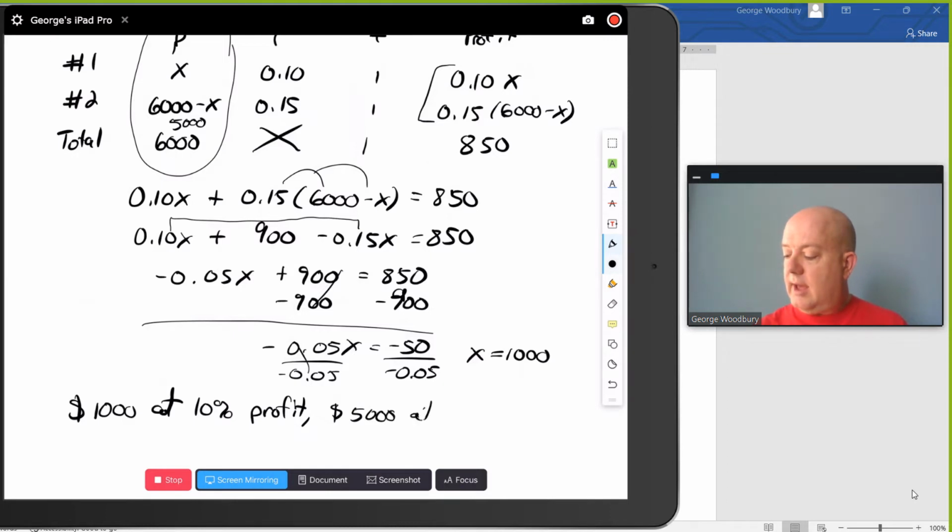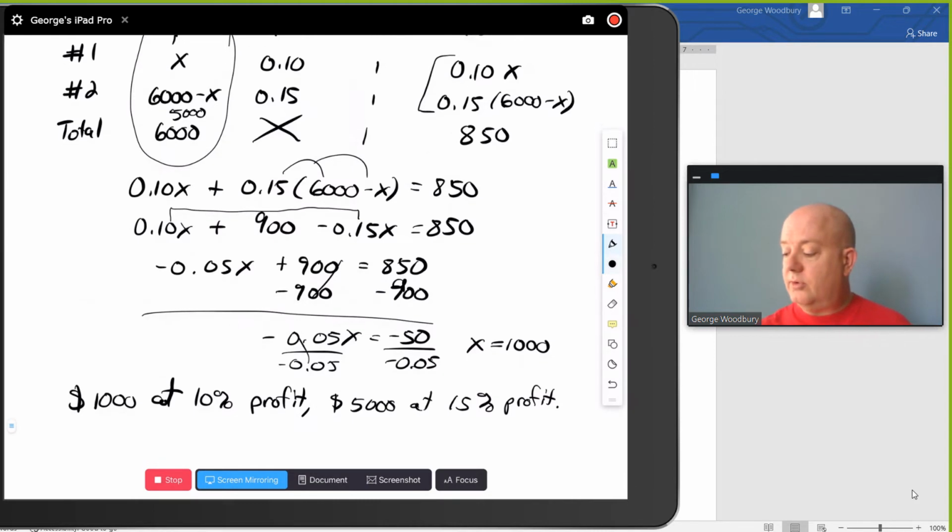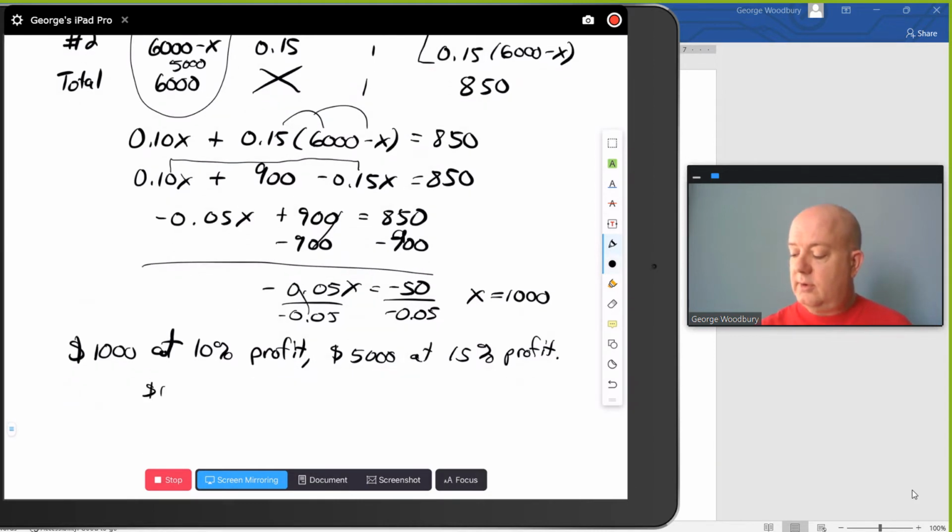5,000 at 15% profit. Now, if you multiplied those out, 10% of $1,000 is 100. 15% of 5,000 is 750. And we can see that those two do add up to be 850. So the solution is good.